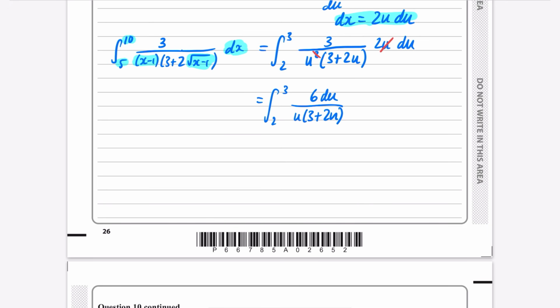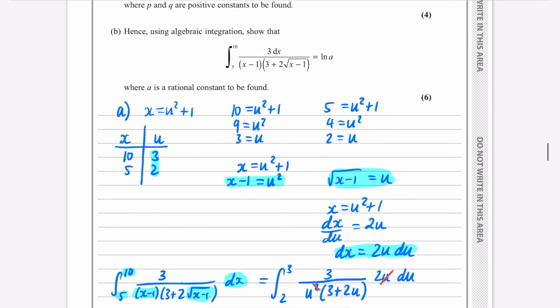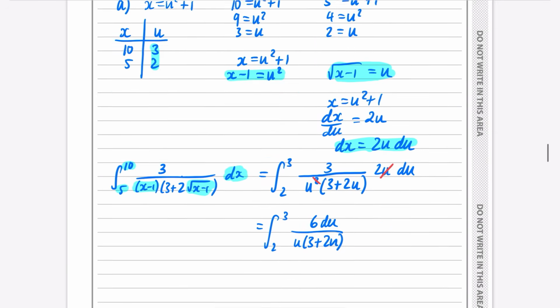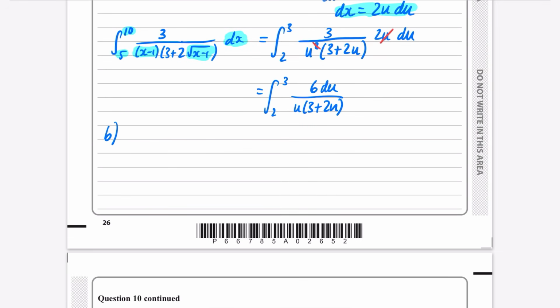Okay, so unsurprisingly, it says, hence using algebraic integration, show that it is equal to ln a. So part B of the question is actually just to do the integration. I don't like the du in the place that it is. I'm going to just say that the du is over here. I'm going to try and integrate 6 over u brackets 3 plus 2u.